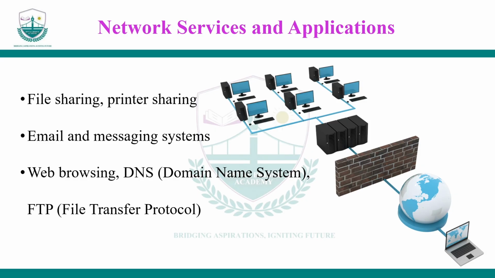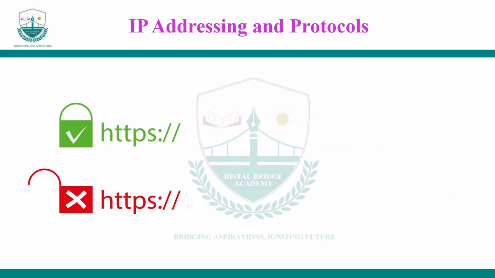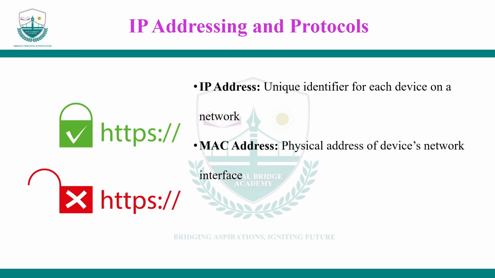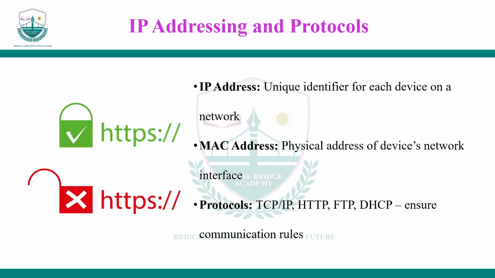So, every device in a network has an address called the IP address. The IP address, like your home address, identifies where data should go. MAC address, a permanent hardware ID. And the protocols are rules for communication. TCP/IP, foundation of the internet. HTTP, HTTPS, used for browsing. FTP, for transferring files. DHCP automatically gives devices IP addresses. So to check your device IP, go to Wi-Fi settings or open command prompt.